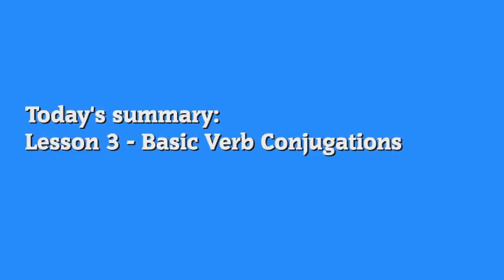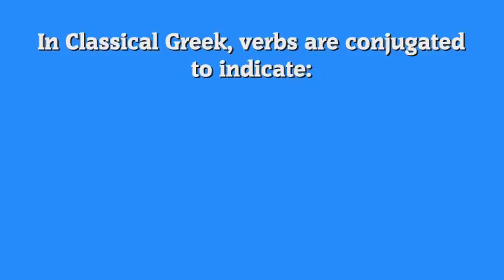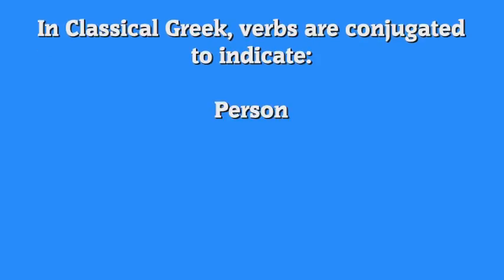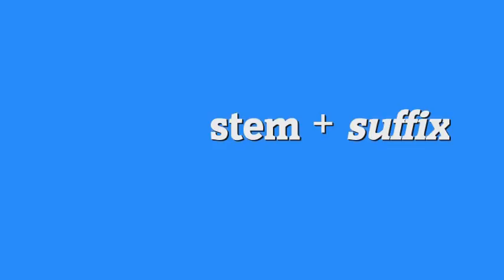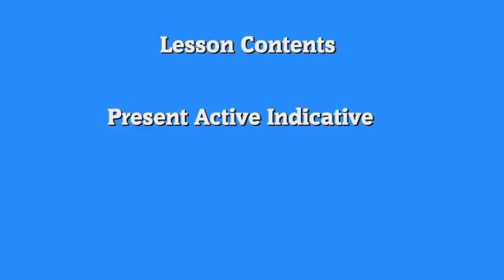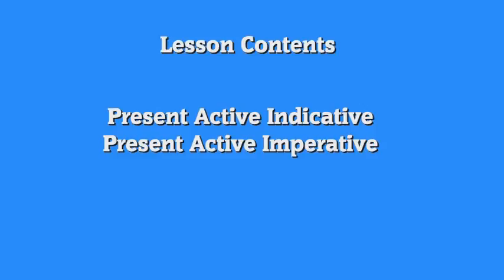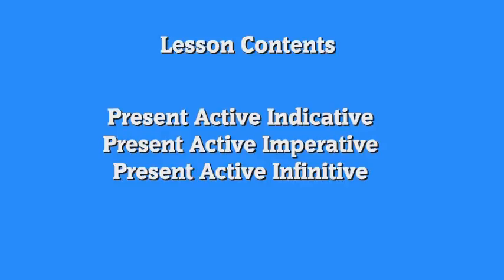A conjugation is basically a change in verb that gives it additional information regarding its context in a message. In classical Greek, verbs are conjugated to indicate person, number, voice, mood, and tense. In order to conjugate a verb, a suffix, and in some cases a prefix, is added to the root of the verb, and the verbs can have up to 6 different stems in ancient Greek. In this lesson, 3 types of verbs were covered: present active indicative, present active imperative, and present active infinitive.